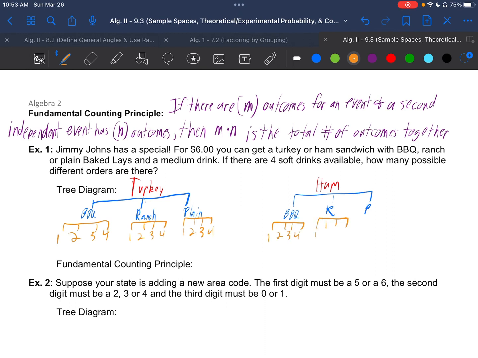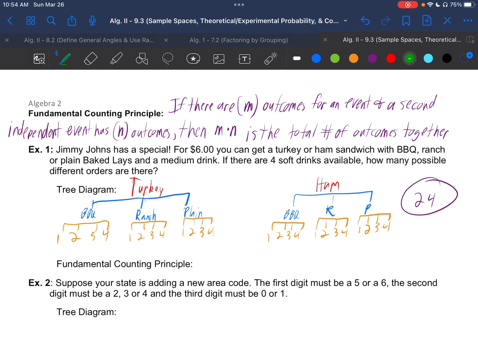4 different soft drinks for the barbecue chips. Well, you could do the same 4 soft drinks for the ranch, and the same 4 soft drinks for the plain. And so you end up having a total of 12 options, whether you choose ham or turkey, for a total of 24 outcomes. Now, that's a lot of work, a lot of drawing, a lot of mapping.